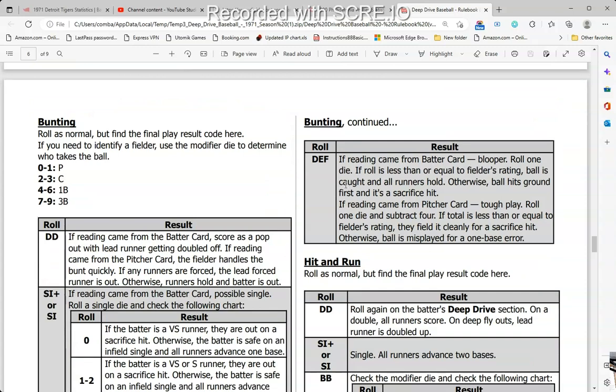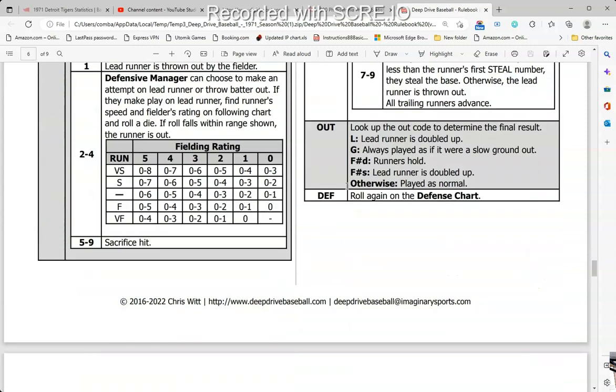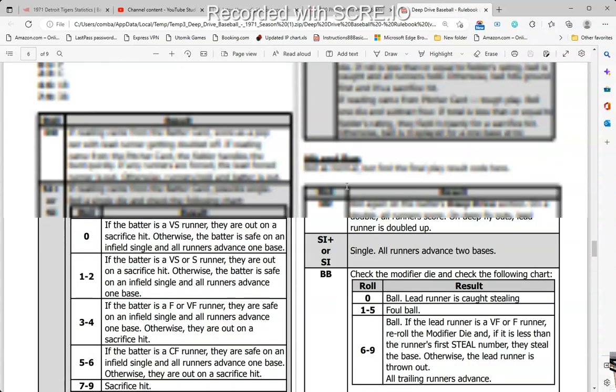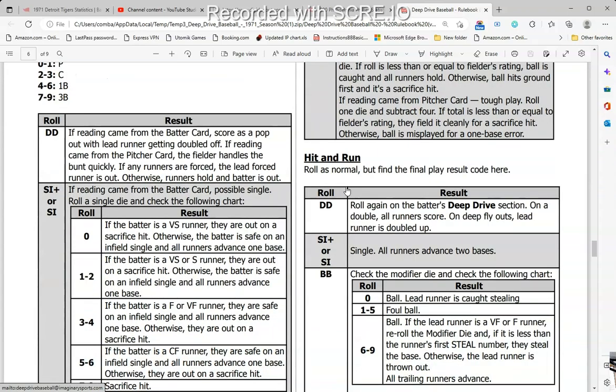This is on the bunt, right? If the reading came from the batter card blooper, it's a blooper then. Roll 1 die. If the roll is less than or equal to the fielder's rating, the ball is caught and the runners hold. Otherwise, the ball hits the ground first and it's a sacrifice hit. This is on the bunt side. If it's a defensive result on the hit and run, you're just going to look at the defensive chart for whatever the result is. And that's basically it. That's understanding the bunt and the hit and run using Deep Drive Baseball.